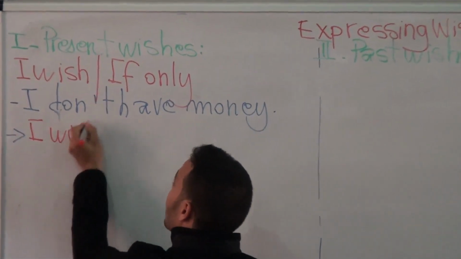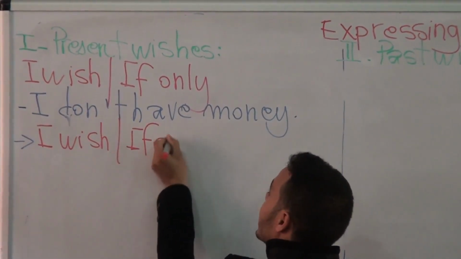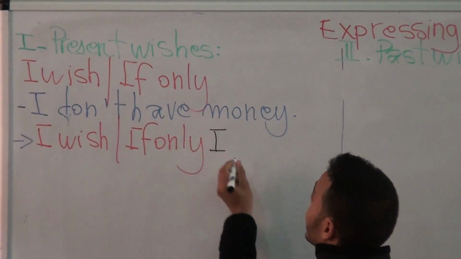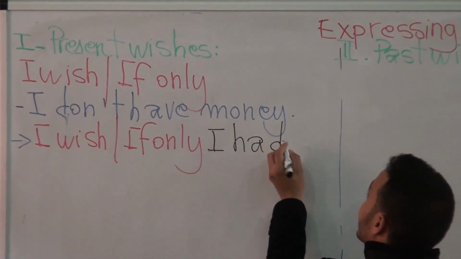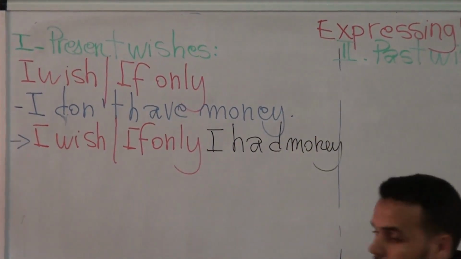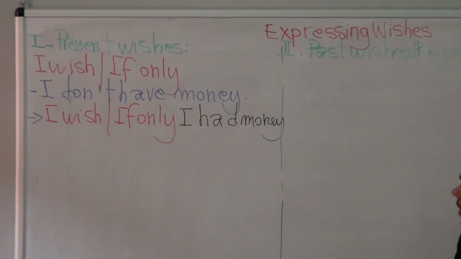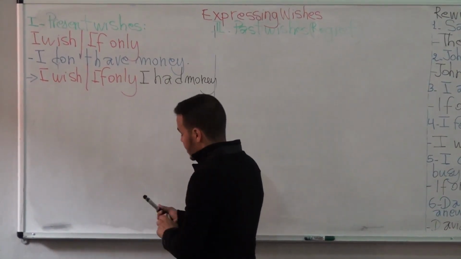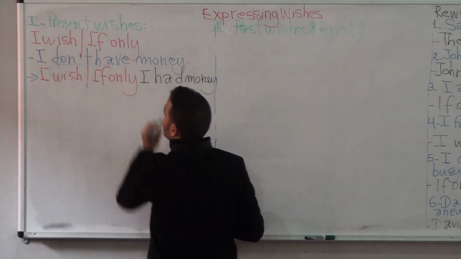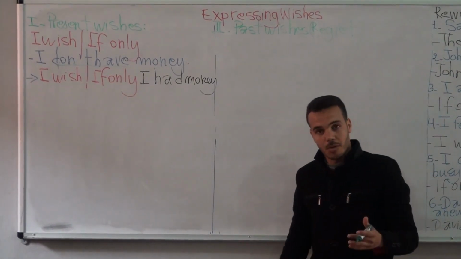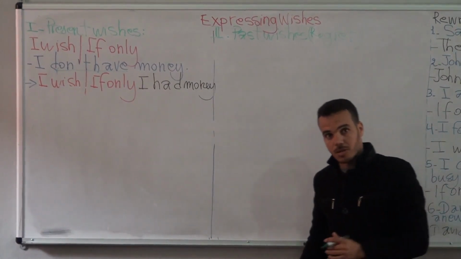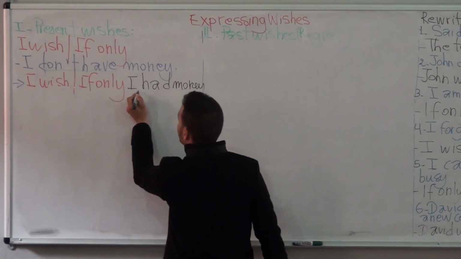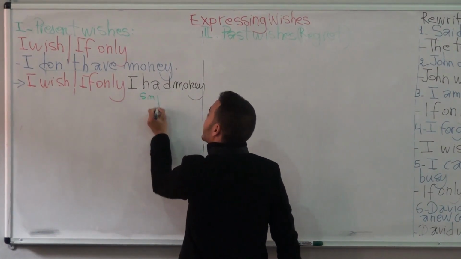I wish, or if only I had money. Right, so I don't have money. If only, or I wish I had money. Right, so as you can notice here, the tense is the simple present. I don't have. The verb is conjugated in the simple present. So, if you want to make a wish about the present, you can say, I wish, or if only I had money. So, the simple present becomes the simple past.